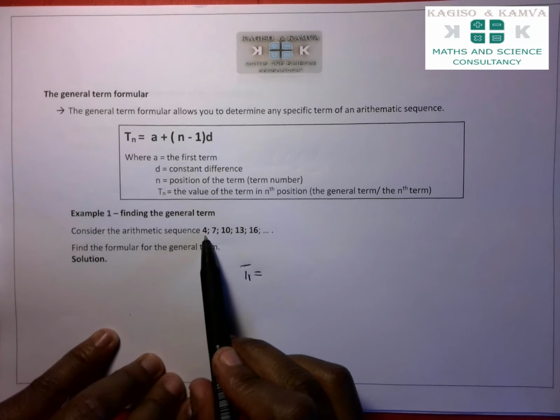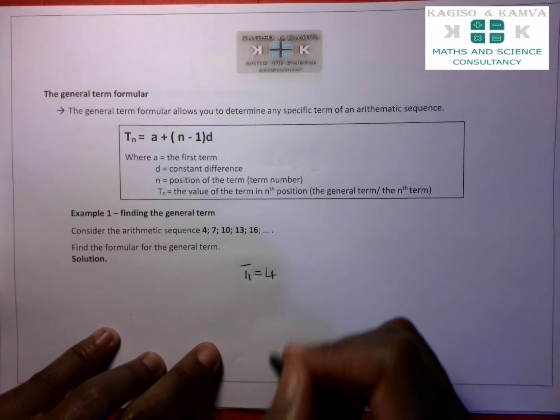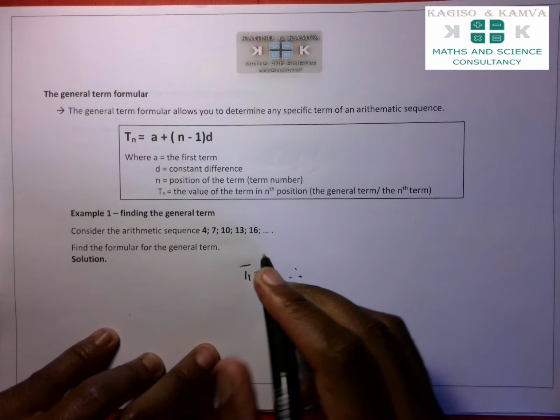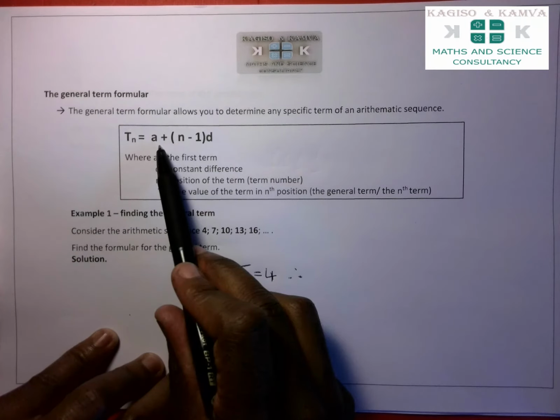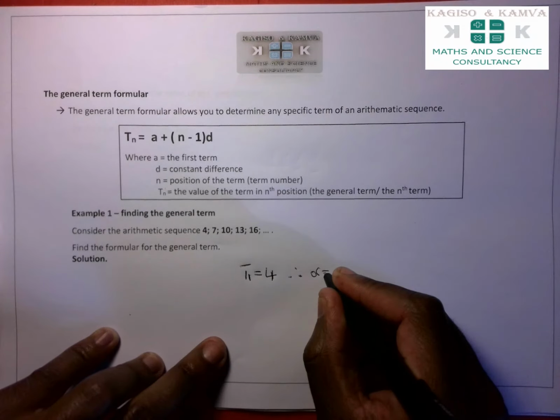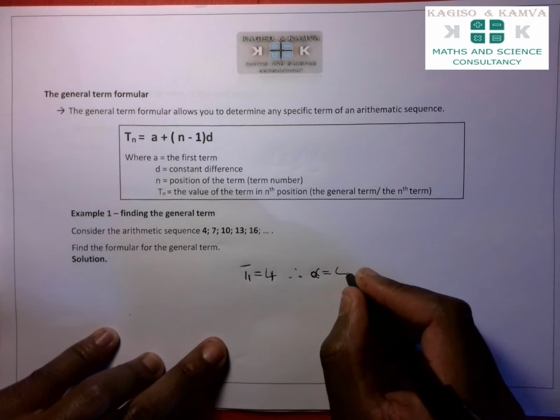What does this mean? Therefore, A, which is the first term, is equal to 4, because A is the first term.